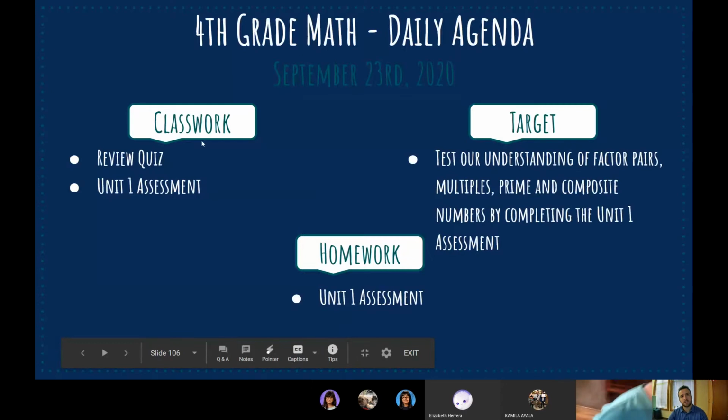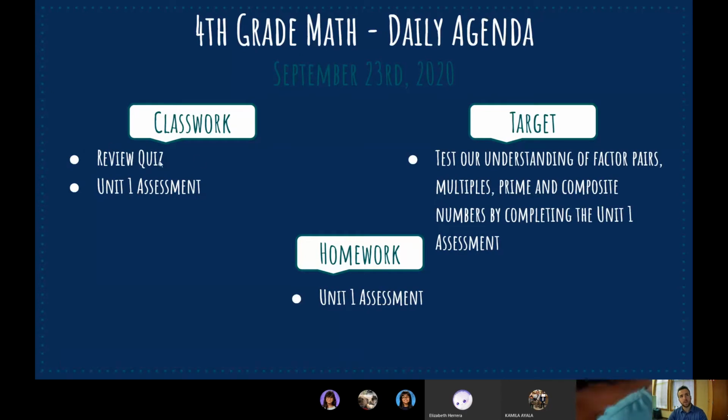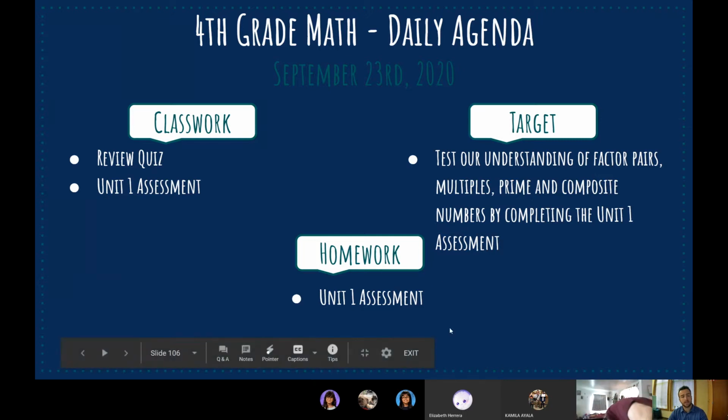Pretty cool. The agenda for today, we are going to review the quiz, and then we're going to go into the Unit 1 assessment. Our target for today is to test our understanding of factor pairs, multiples, prime, and composite numbers by completing the Unit 1 assessment, and your homework is that assessment. I'm going to work kind of quickly through the quiz today. I might go to you here and there to help me answer the questions, but I'm more so going to show you the work so that we can give you enough time to complete the unit assessment, or at least start it in class today.